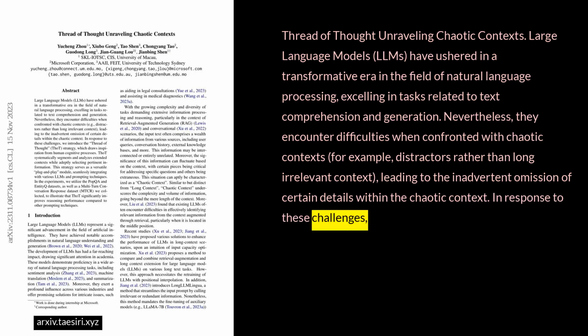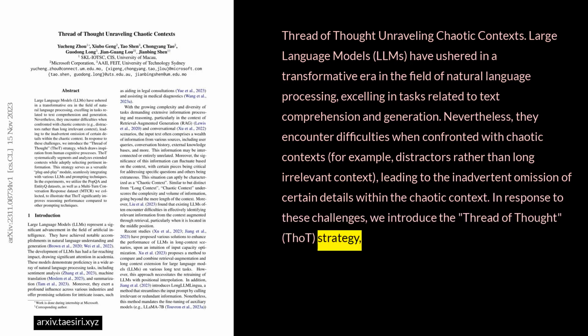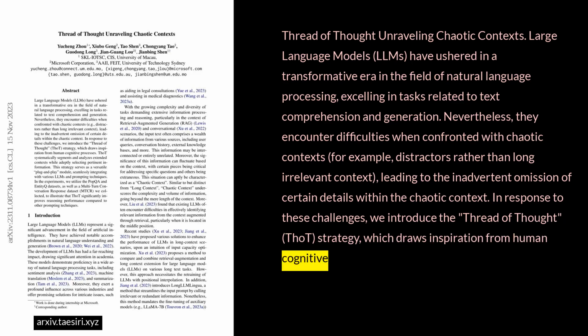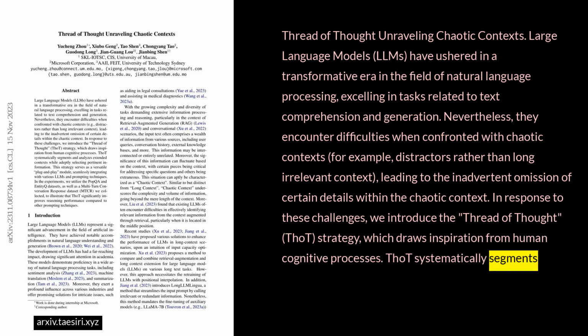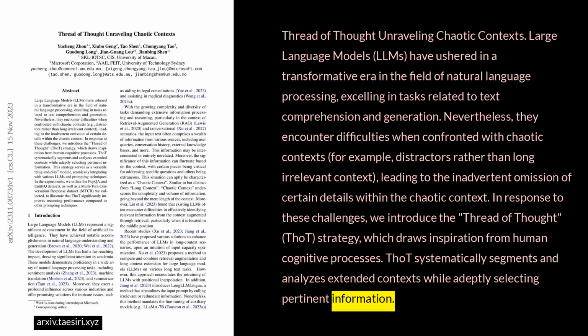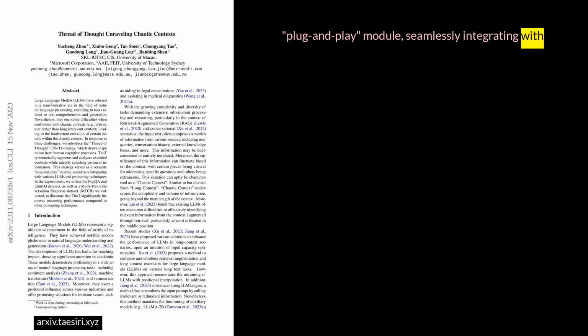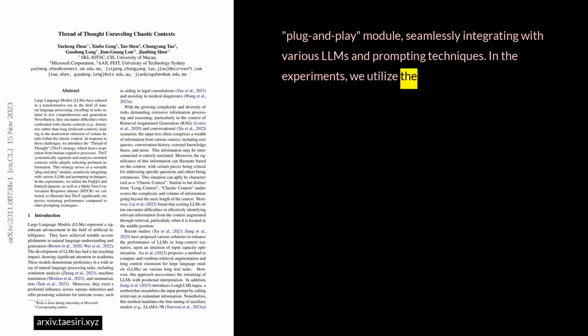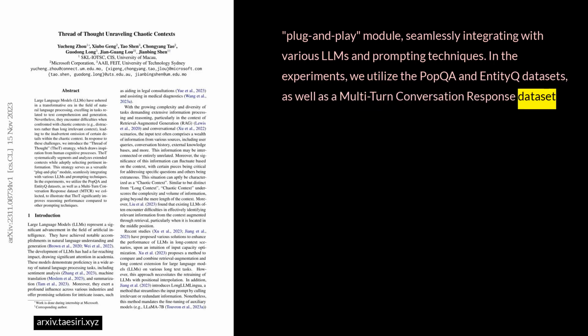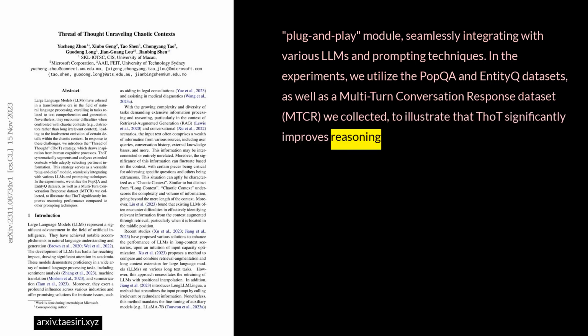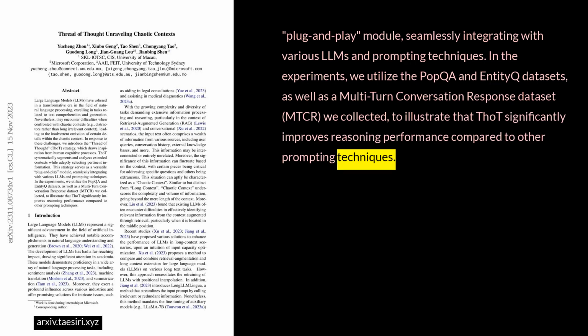In response to these challenges, we introduce the thread of thought (ThoT) strategy, which draws inspiration from human cognitive processes. ThoT systematically segments and analyzes extended contexts while adeptly selecting pertinent information. This strategy serves as a versatile plug-and-play module, seamlessly integrating with various LLMs and prompting techniques. In the experiments, we utilize the PopQA and EntityQ datasets, as well as a multi-turn conversation response dataset, MTCR, we collected, to illustrate that ThoT significantly improves reasoning performance compared to other prompting techniques.